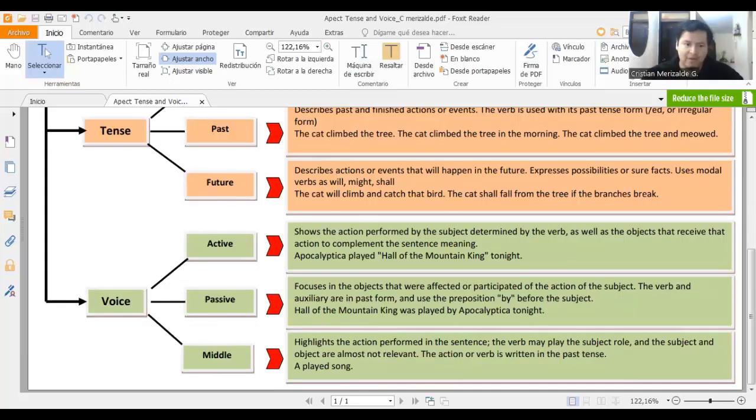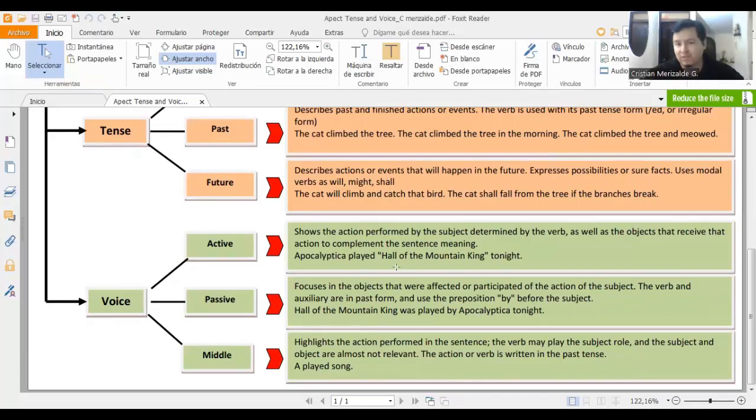Okay, we have three main voices in the division of voice, and so let's analyze these three main voices using the grammar. Okay. Now, the first one is the active voice.